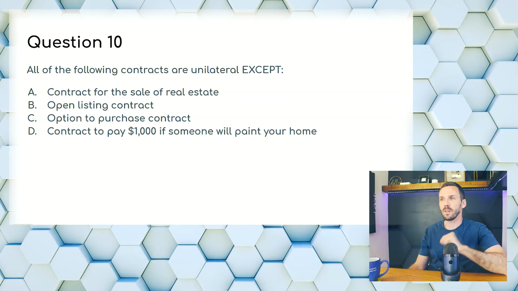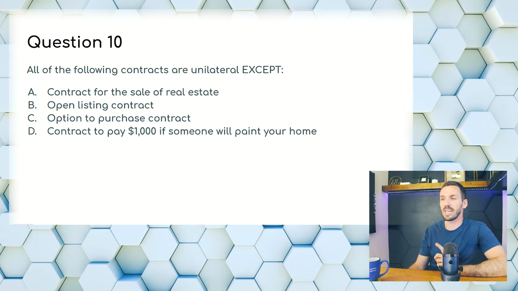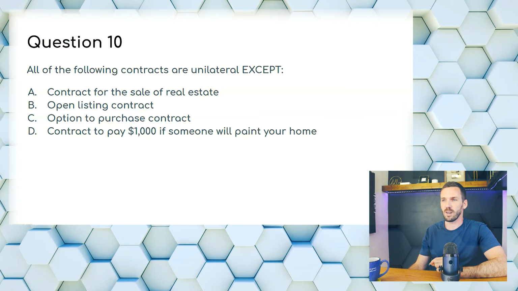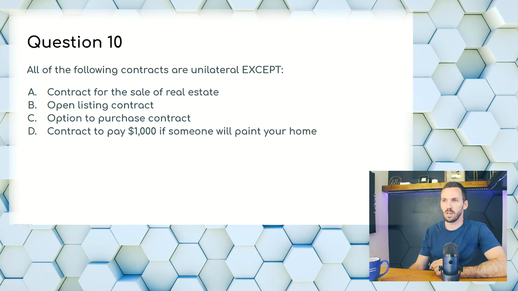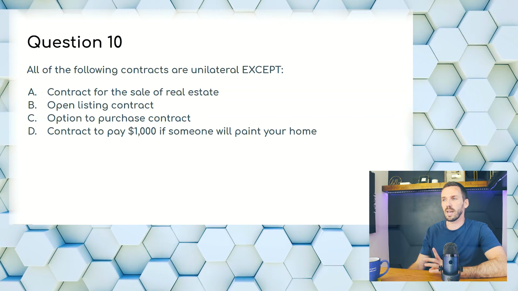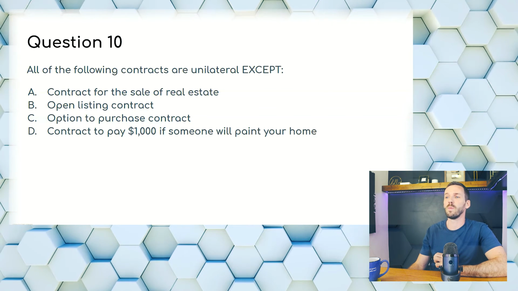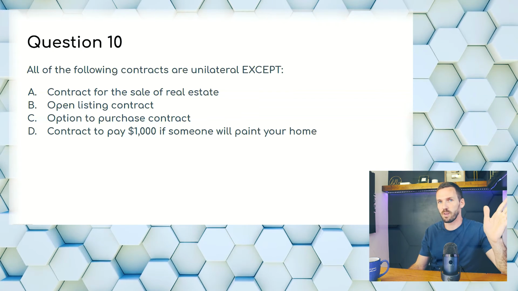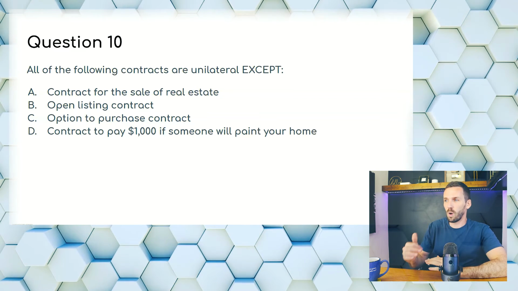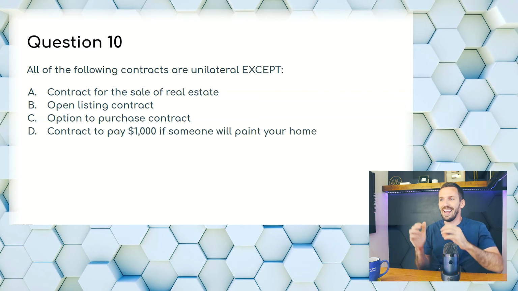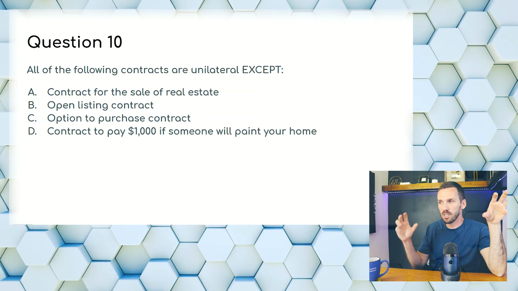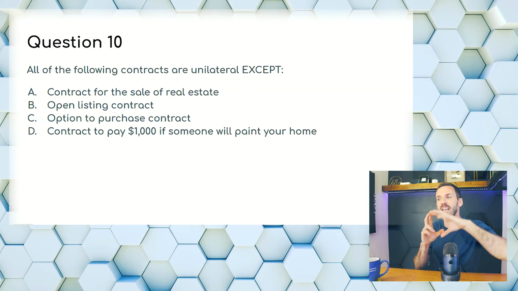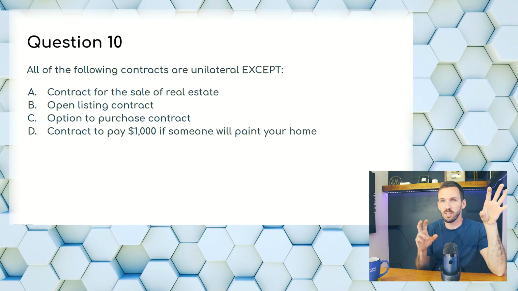Question 10. All of the following contracts are unilateral except contract for the sale of real estate, open listing contract, option to purchase contract, or D, contract to pay $1,000 if someone will paint your home. So let's define unilateral contract, although we just briefly reviewed it a little while ago. It's where one party makes a promise to the other party and that other party returns an action in response. But that second party doesn't actually have to do anything if they don't want to.